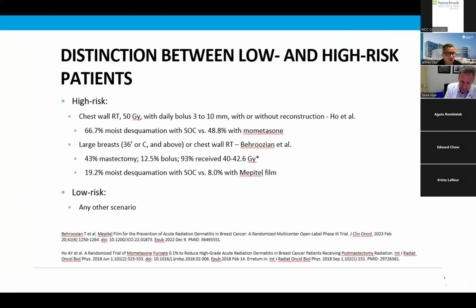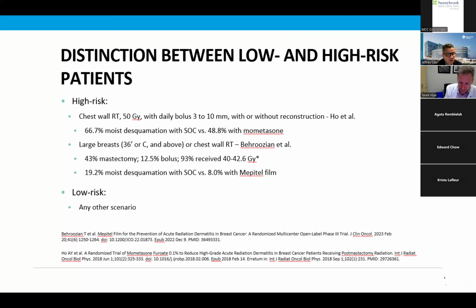And for mometasone, as the study was conducted in the US, it was typically post-mastectomy radiotherapy used in conventional fractionation to 50 gray with bolus, with or without reconstruction. And they found a significant reduction in moist desquamation with the mometasone. And then in Edward's paper, there was more adjuvant breast than post-mastectomy radiotherapy, some use of bolus, but the majority, over 90%, received the Canadian standard of moderate hypofractionation. And they also found a significant reduction in moist desquamation with the use of Mepitel film. So that set the pretense for high versus low risk, and anything else was considered low risk.